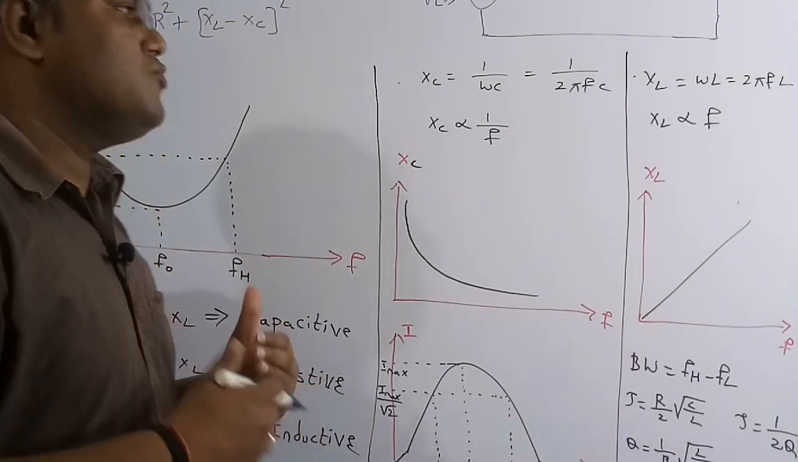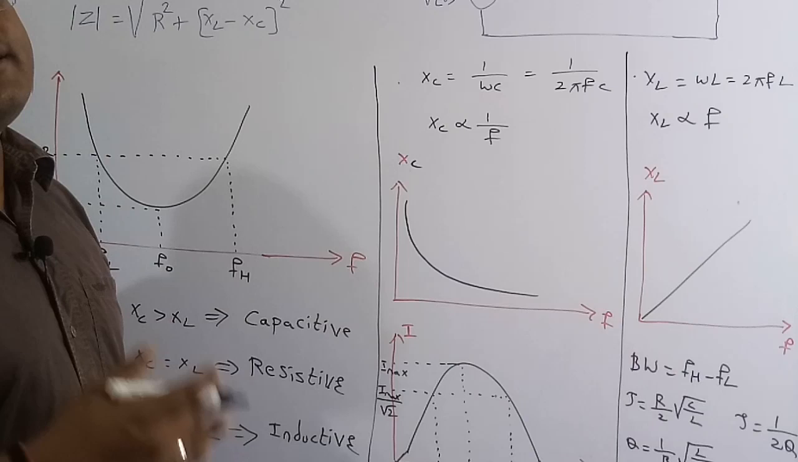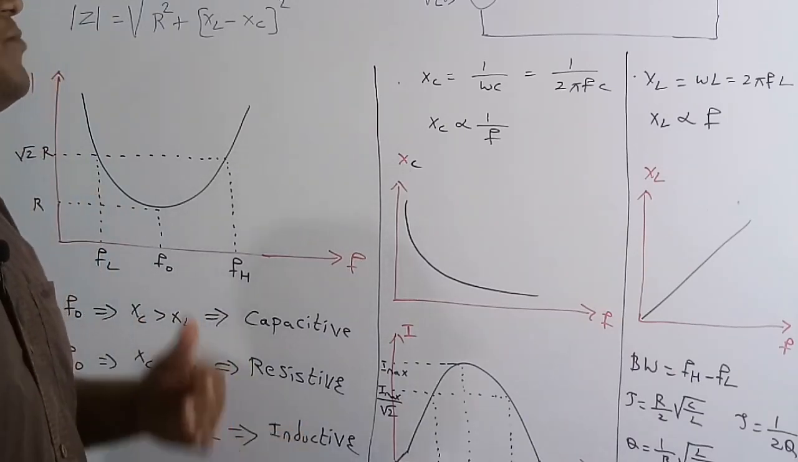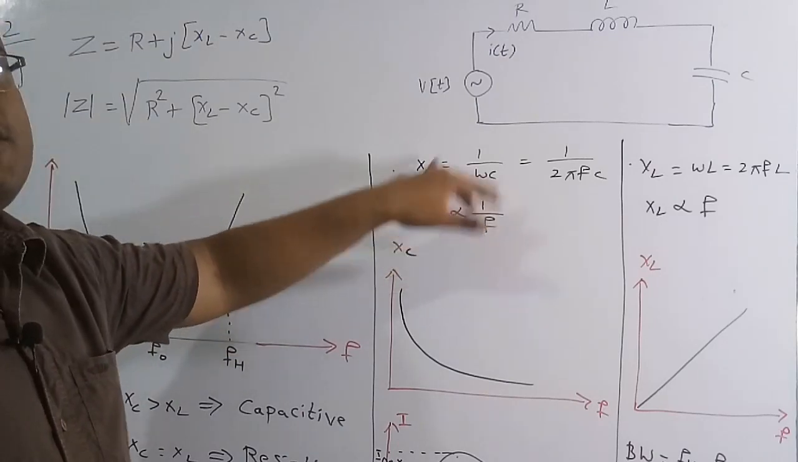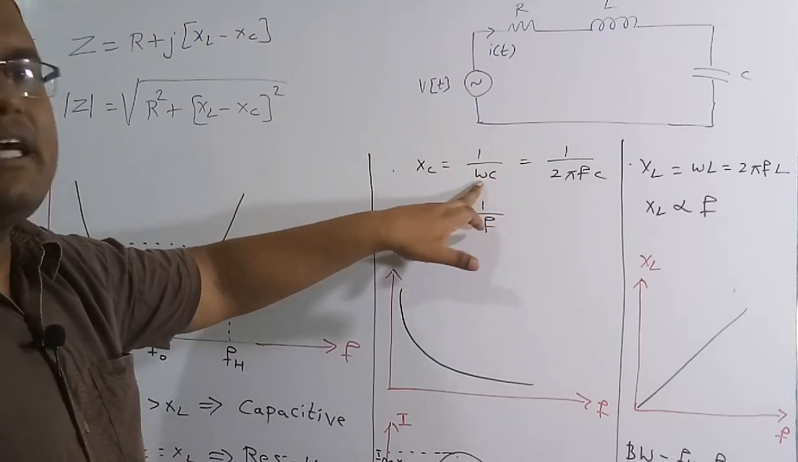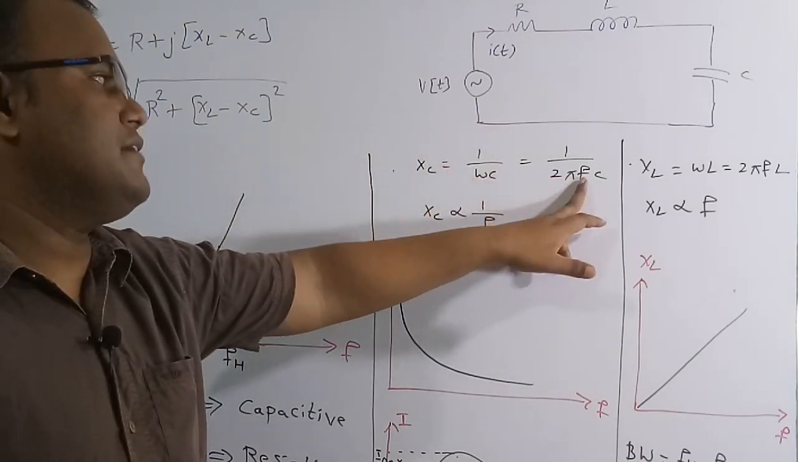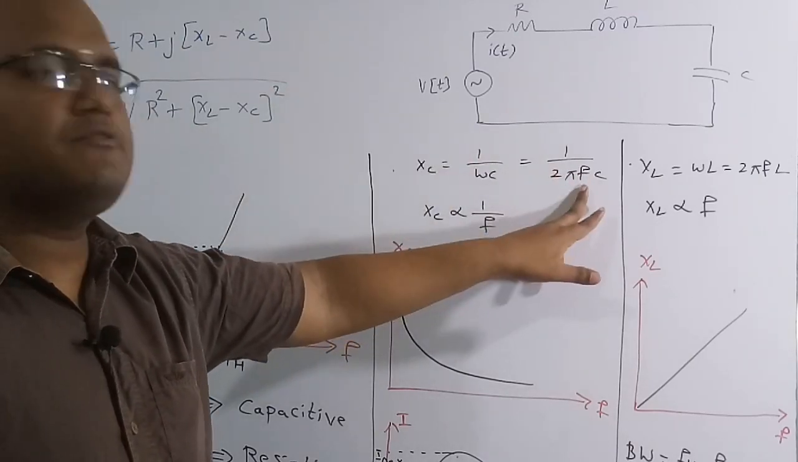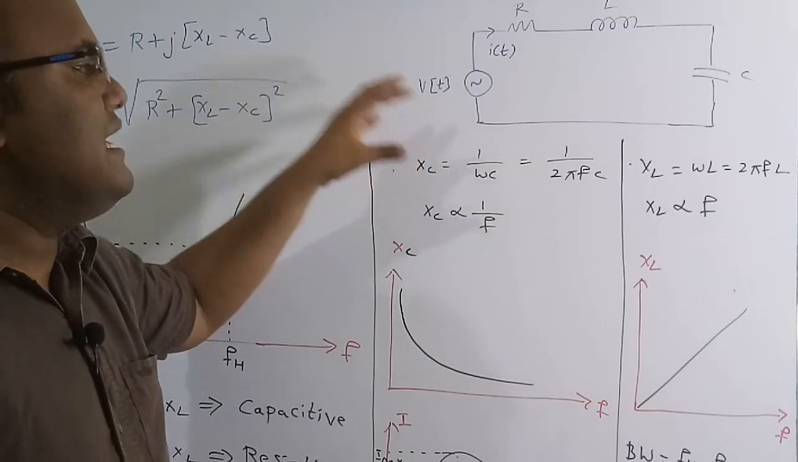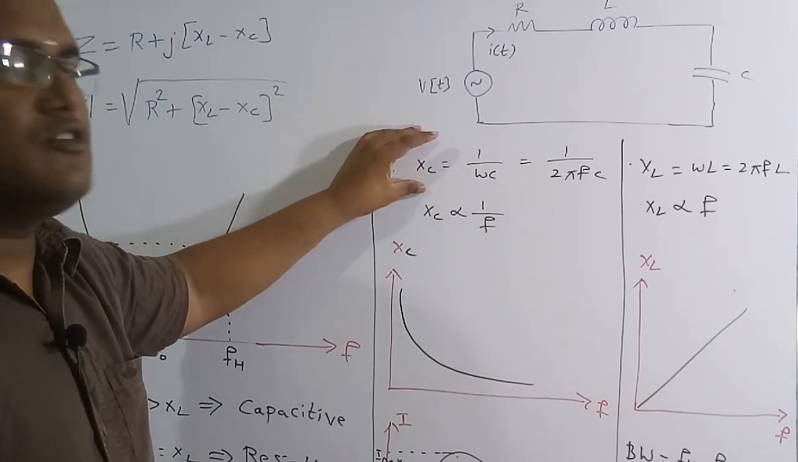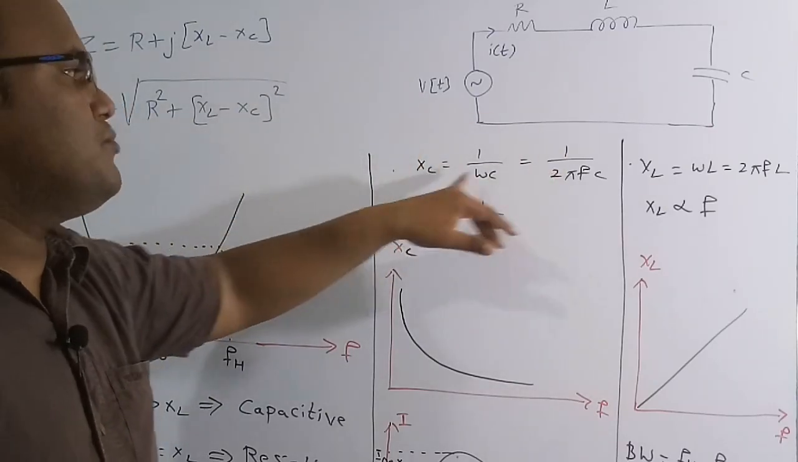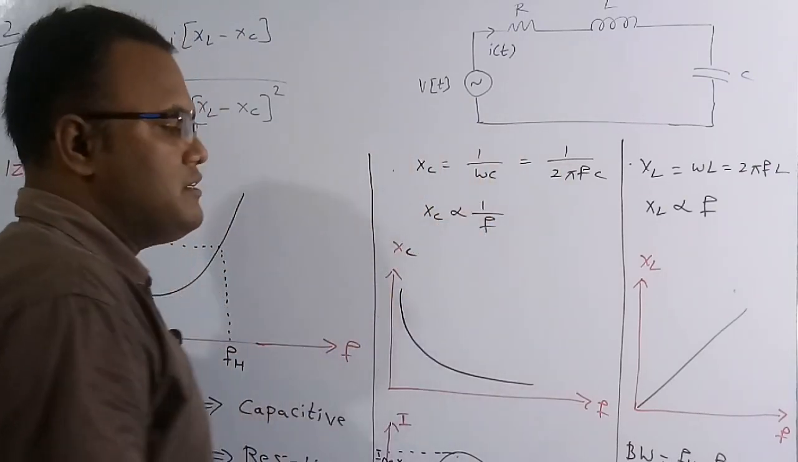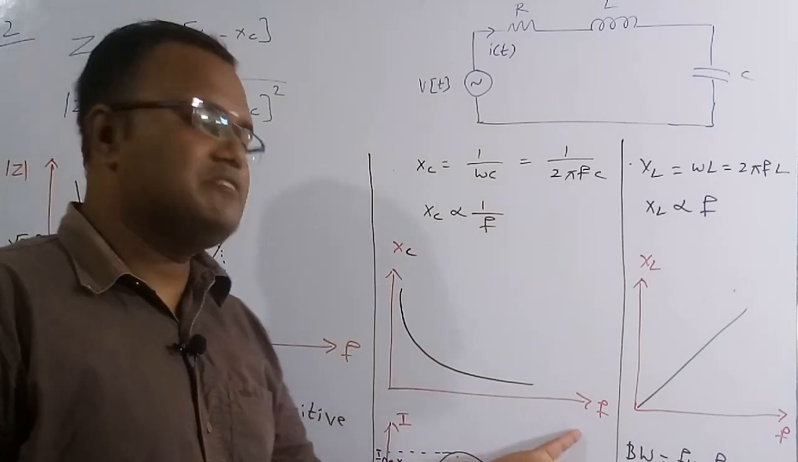Now I want to know the diagrams of the reactance of the capacitor and the reactance of the inductor with respect to frequency. Basically X is equal to 1 by omega C, where omega is 2 pi f. So in place of omega I substitute 2 pi f, therefore 1 by 2 pi f C. I want to know the relation between the reactance of the capacitor and the frequency. These both are inversely proportional, so X is inversely proportional to frequency. This is the diagram we are going to get.